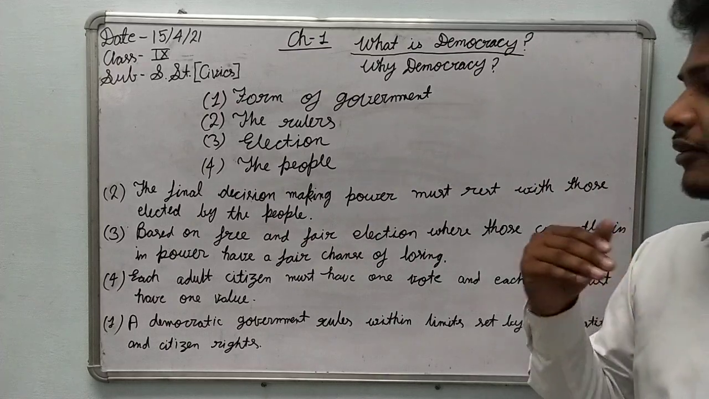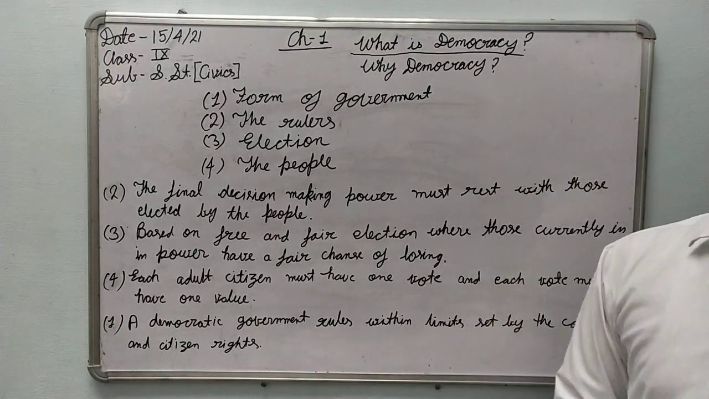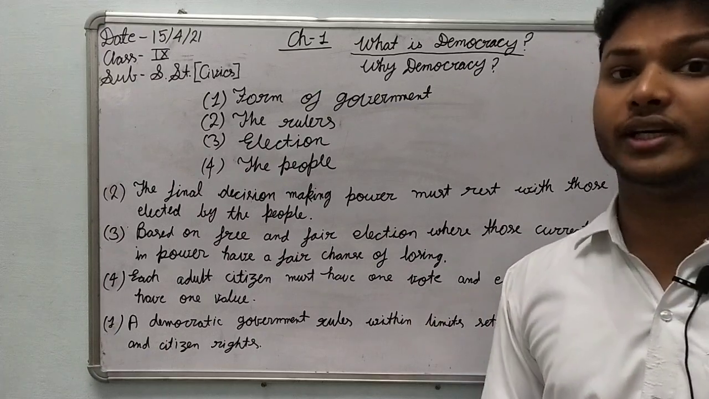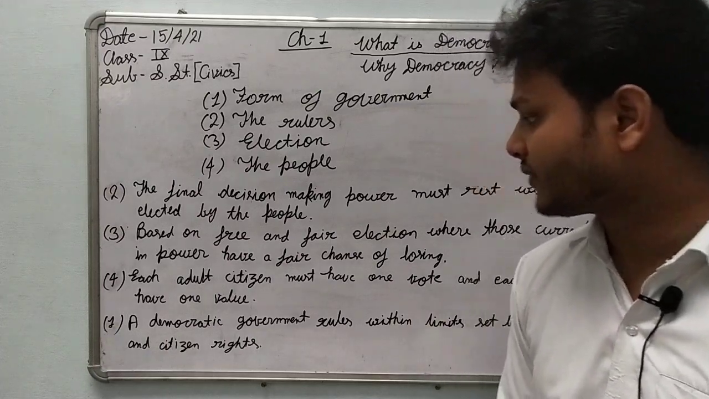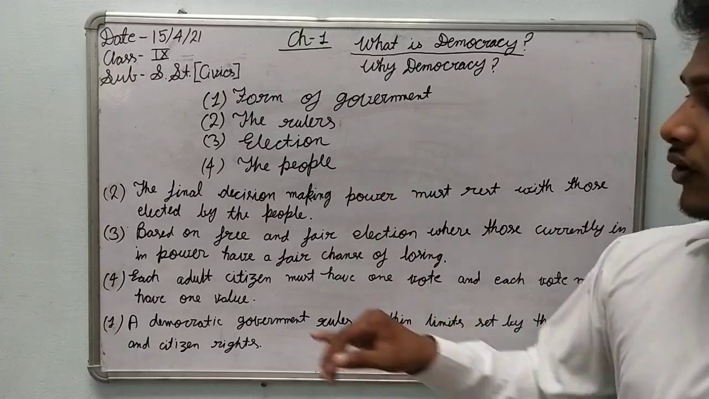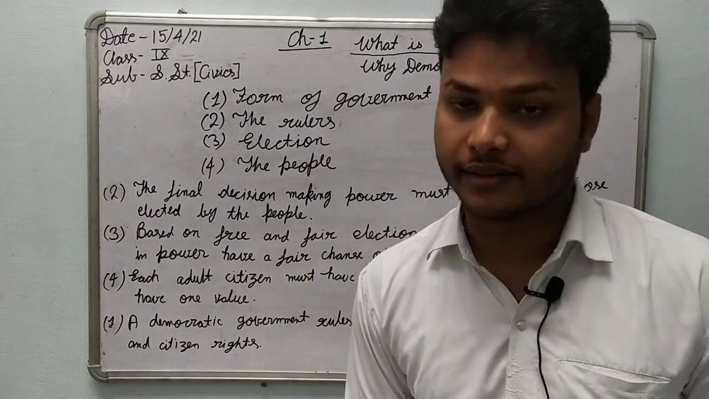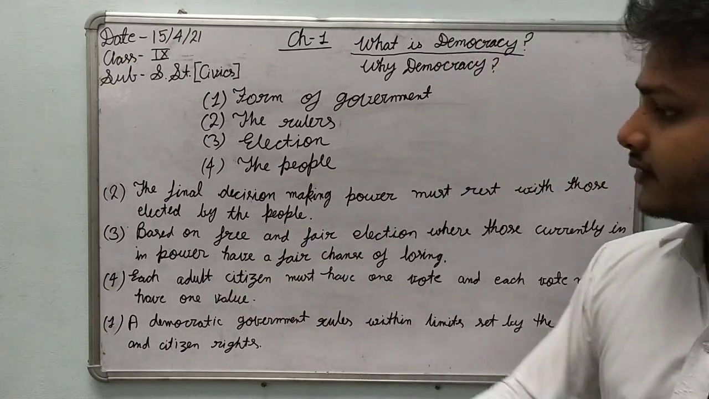Whether a person is in power or not, everyone should get an equal chance of winning or losing, of being elected or not being elected. This point is related to election. So if a country follows this rule, we can say that country is a democratic country. After that, this fourth point.